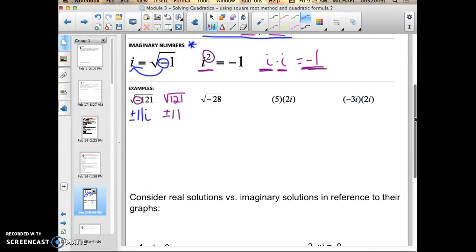11i. I need to put that I there every time I take the square root of a negative to show that we're entering into the realm of imaginary numbers. So please get that in your head. When you take the square root of a negative, you need an I in your answers. So I'm done with that one. I have solved it, plus or minus 11i.